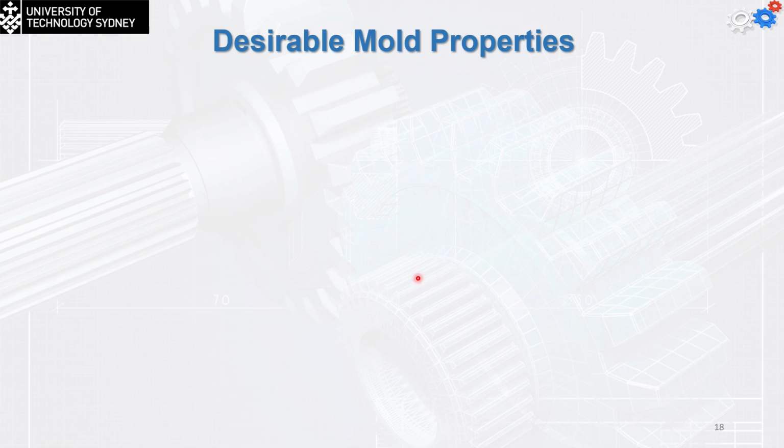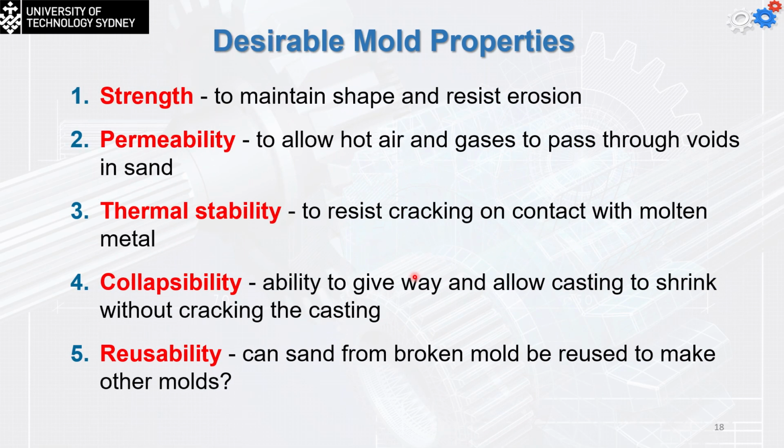Desirable mold properties are, first, a good strength to maintain the shape and resist erosion. Permeability, as we mentioned once again, to allow for the hot air and gases to pass through the voids in the sand. Thermal stability to resist cracking on contact with the molten metal. Collapsibility, the ability to give way and allow the casting to shrink without cracking the casting. And reusability, where the sand from the broken mold can be reused to make other molds.